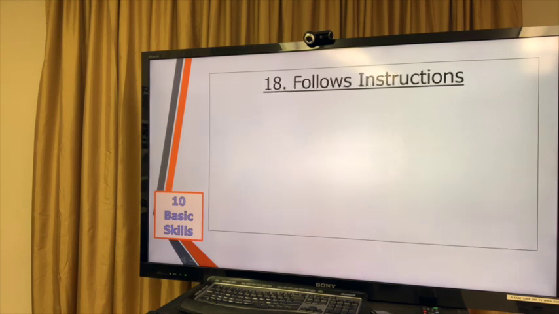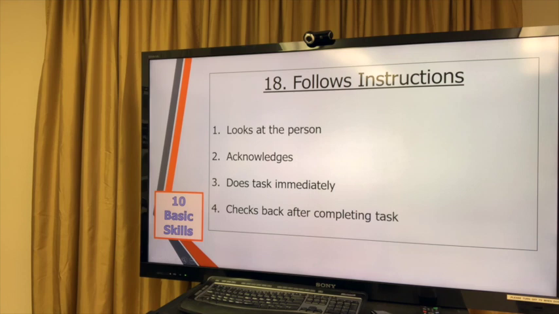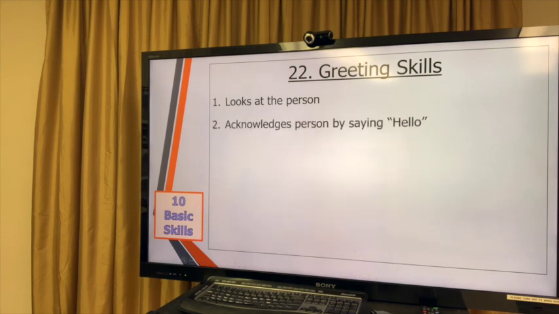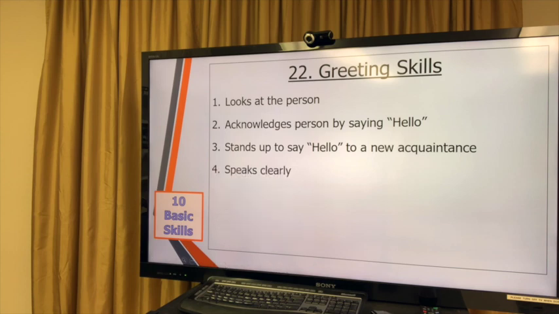Follows instructions, obviously one we use very often: looks at the person, acknowledges, does the task immediately, and checks back after completing the task. And greeting skills: looks at the person, acknowledges the person by saying hello, stands up to say hello to a new acquaintance, speaks clearly, introduces self, states name, uses a firm handshake, and smiles.